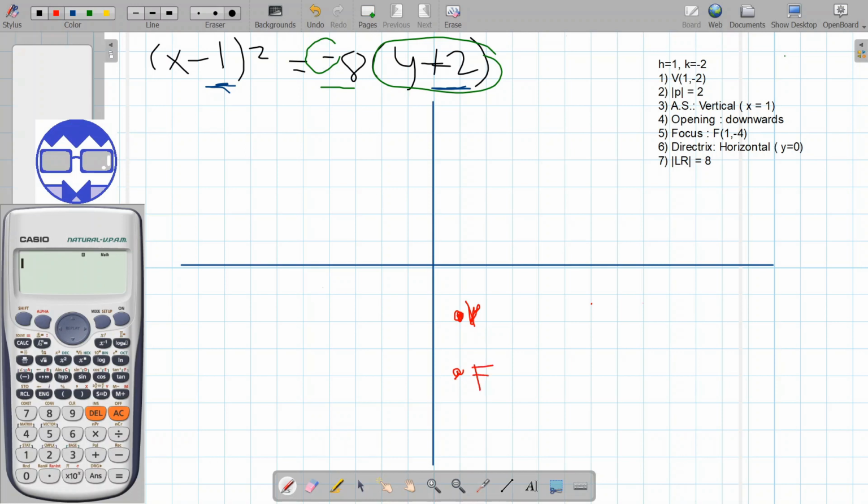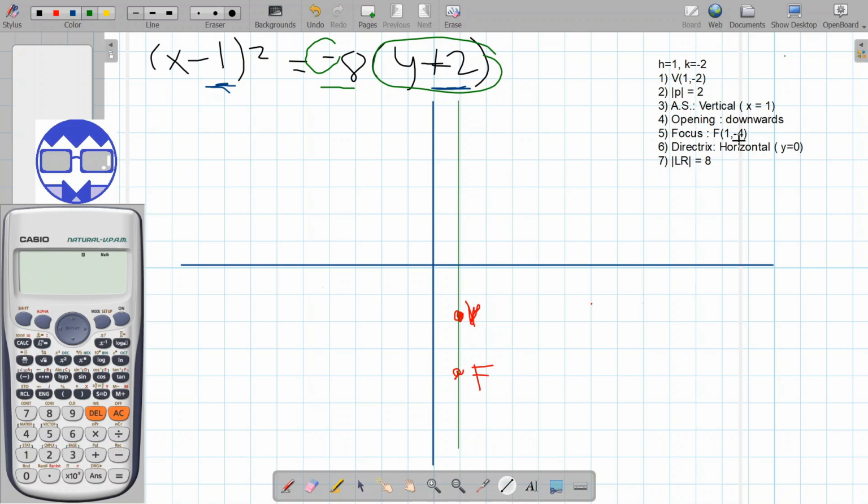Then our axis of symmetry, it's vertical. So it's actually x equals 1. So the line x equals 1 is somewhere here.